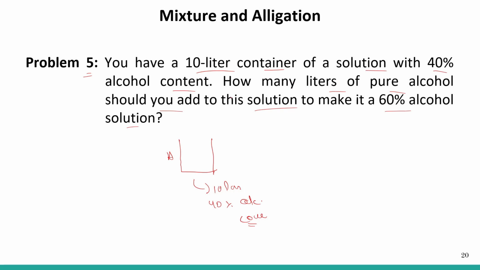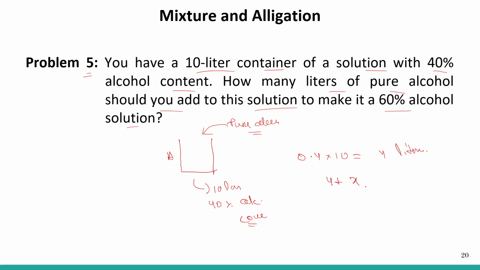So how many liters of pure alcohol should you add to this solution to make it 60% alcohol solution? Okay. So you add some pure alcohol here to get a 60% alcohol solution. Okay. So let's first see how much alcohol it has. So 0.4 into 10 is equal to the amount of pure alcohol it holds initially. So it will be what? 4 liter. So what we do is we add some pure alcohol to it.